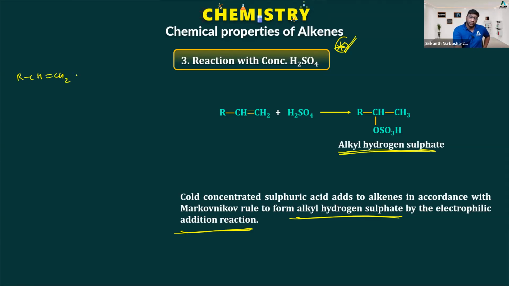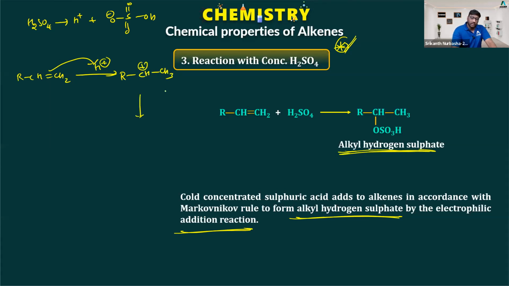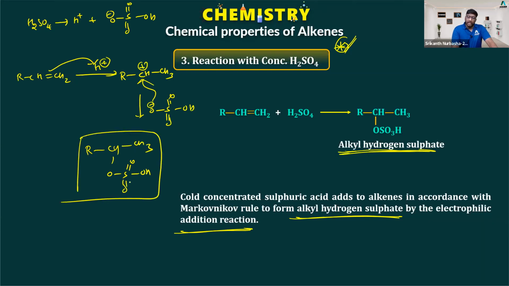RCH double bond CH2 is treated with H plus from H2SO4. H2SO4 produces H plus ion and HSO4 minus, which has the structure S double bond O, S double bond O, OH and O minus. The pi electron attacks H plus and will form RCH plus CH3. Now the S double bond O, S double bond O, OH, O minus attacks this particular carbon, giving RCH, O, S double bond O, S double bond O, OH and CH3. This is nothing but alkyl hydrogen sulfate.